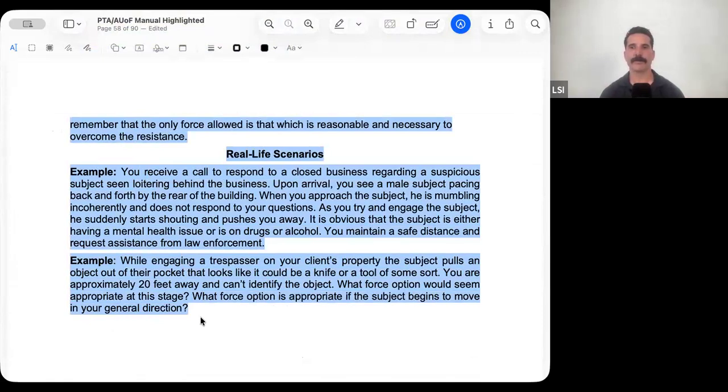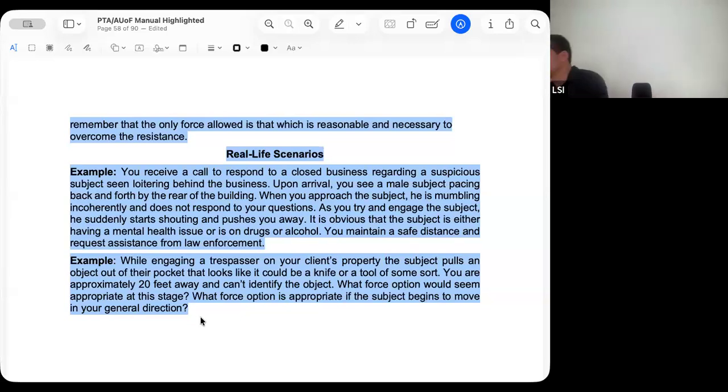Real life scenarios. Example: you receive a call to respond to a closed business regarding a suspicious subject seen loitering behind the business. Upon arrival, you see a male subject pacing back and forth by the rear of the building. When you approach the subject, he is mumbling incoherently and does not respond to your questions. As you try and engage the subject, he suddenly starts shouting and pushes you away. It is obvious that the subject is either having a mental health issue or is on drugs or alcohol. You maintain a safe distance and request assistance from law enforcement.